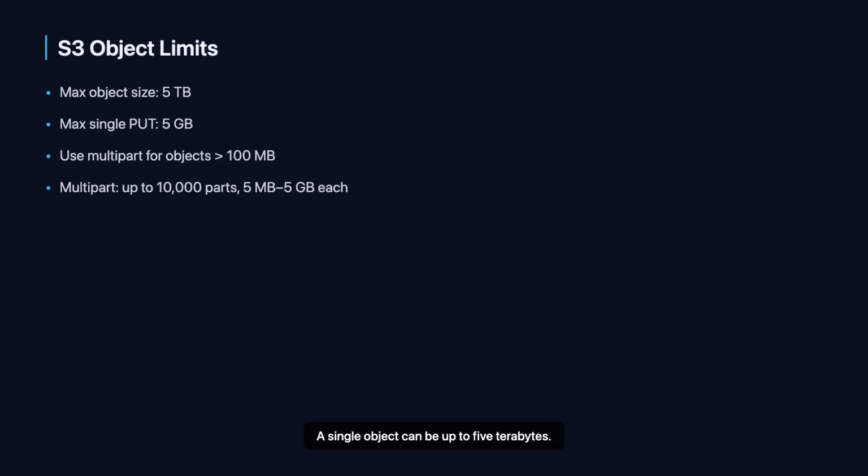The S3 object numbers. A single object can be up to 5 terabytes. A single put request tops out at 5 gigabytes. So anything larger has to use multipart upload. AWS recommends multipart once you're past 100 megabytes anyway. And multipart supports up to 10,000 parts, each between 5 megabytes and 5 gigabytes.